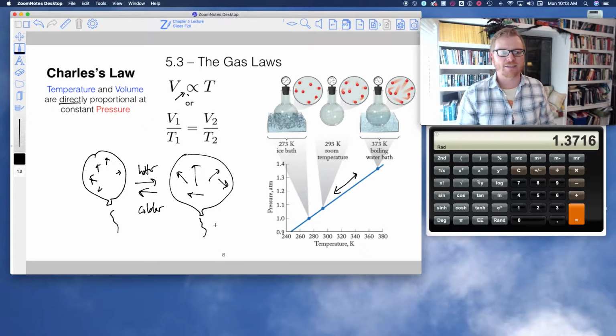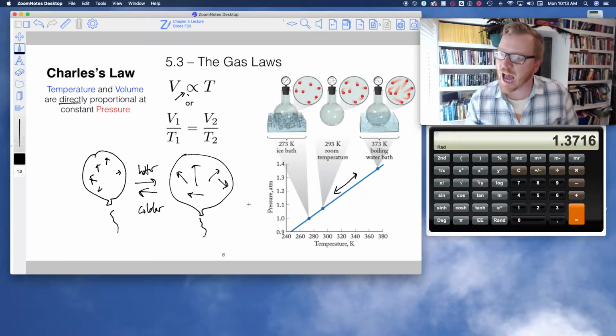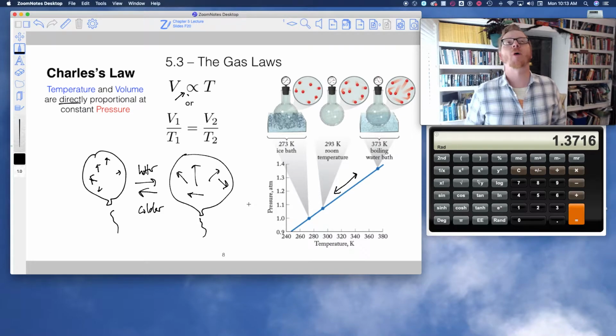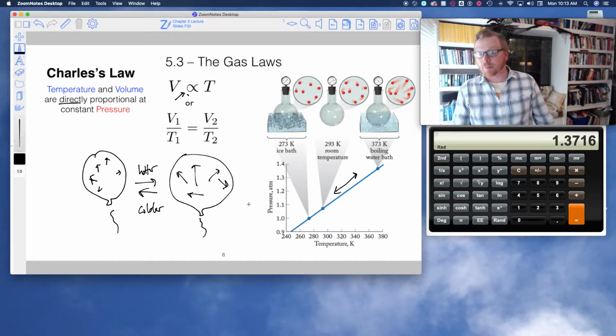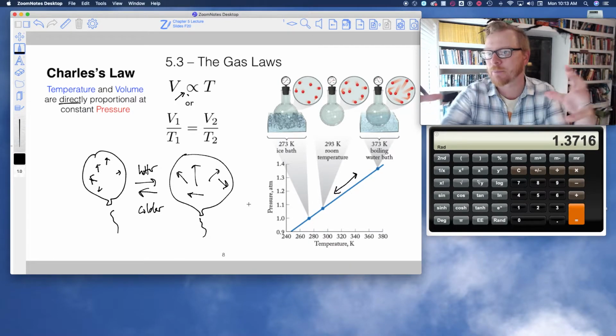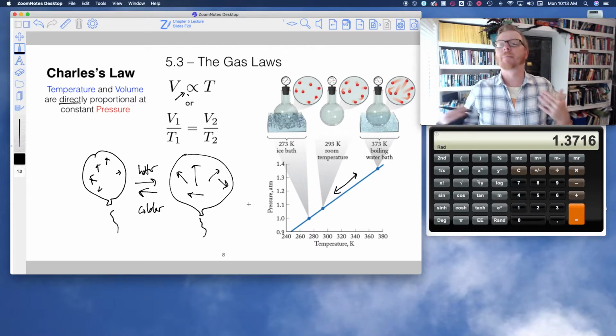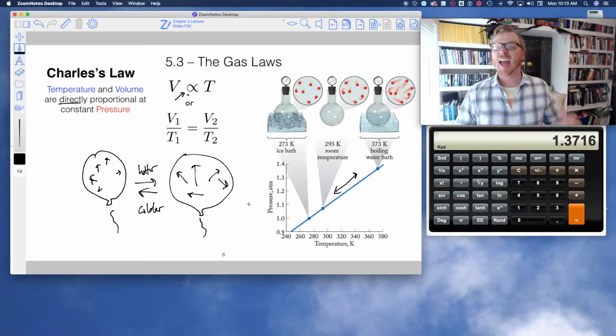And of course, at constant pressure, the pressure is not changing, but what's happening is that as the molecules become less excited as they get colder, they don't occupy as big of a volume. It's as if the pressure is squeezing them in, but it's really not. It's that they're not pushing out the rest of the atmosphere as much because they're not as excited.